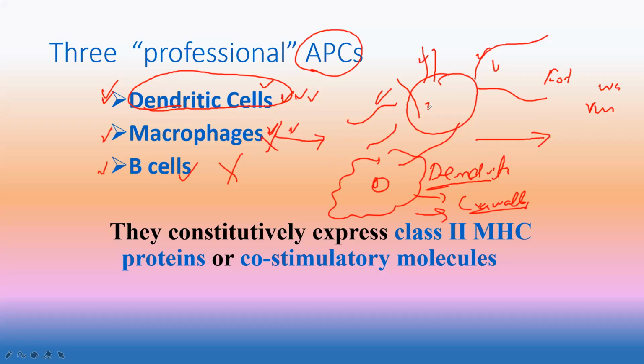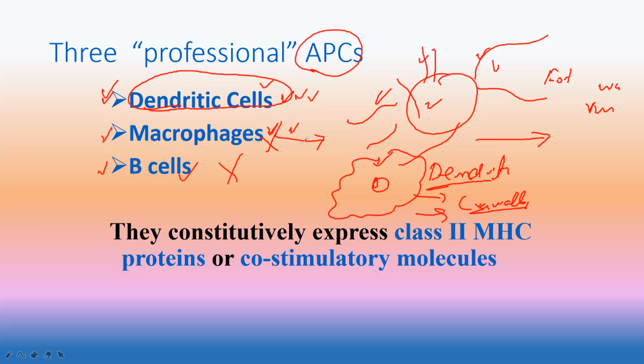So which one is faster to present antigen? Dendritic cell. So that's why you can see it easily now. Nature produced the dendritic cell for what purpose? Only for antigen presentation. It is specialized for antigen presentation.